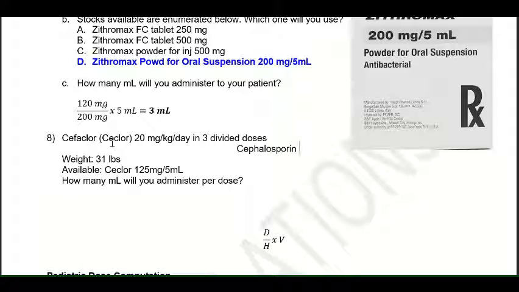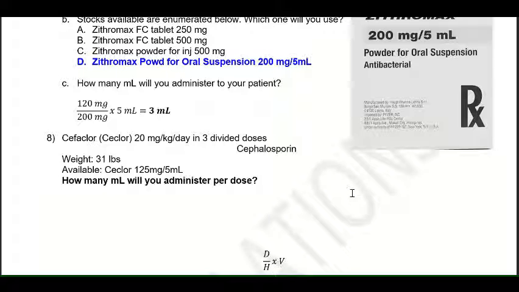Now, how many ml? Let's read. Cefaclor, 20 milligram per kilogram per day in 3 divided doses. The weight is 31 pounds. Available, Cefaclor, 125 milligram per 5 ml. How many ml will you administer per dose? That's a direct question. What do we need to do first? We need to determine how many milligrams I will be giving to my patient.